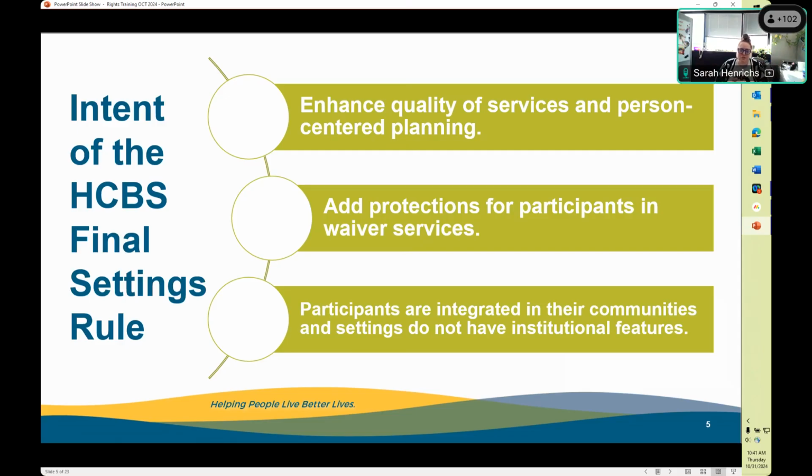That is kind of what brought about the final settings rule. If we're going to have home and community-based services and say it's better for folks to be living in their homes and communities, then they really need to be living in their homes and communities. They need to be part of their communities like any of us are. And that really isn't what they were seeing. And so they came up with these 10 requirements of home and community-based services settings to ensure that they were not being operated like dozens of tiny institutions all over the state.